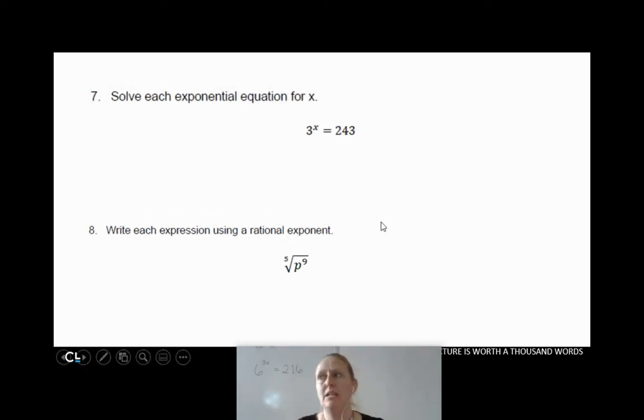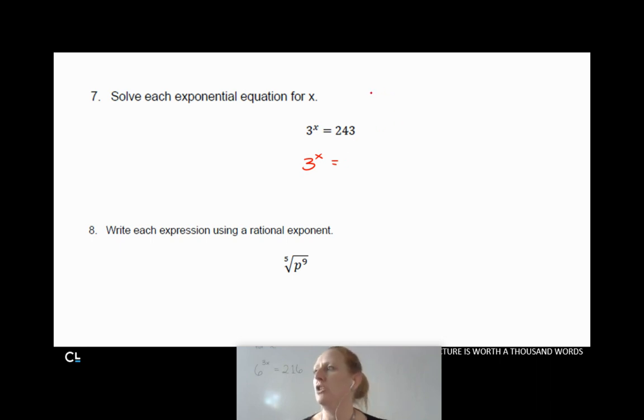Number 7, solve each exponential equation for x. Well, this was the deal where I was trying to get them to have the same base, right? So I want both sides to be powers with a base of 3, since one side already has a 3. So that's already 3 to the x power. I'm cool with this side. This side needs some love. I need to write it as a power with a base of 3.